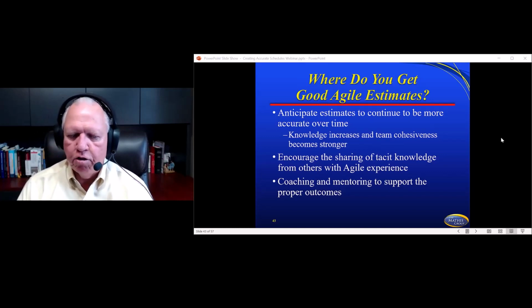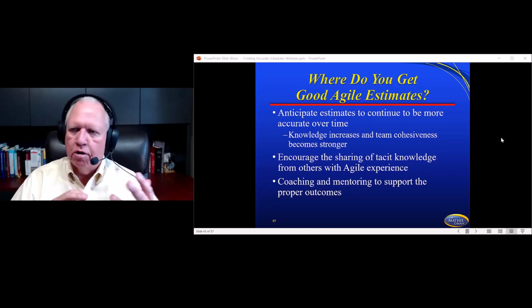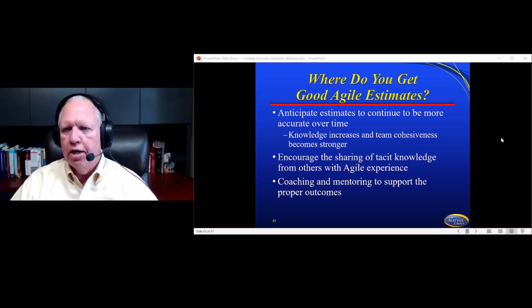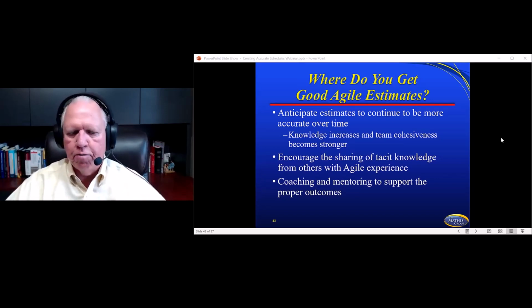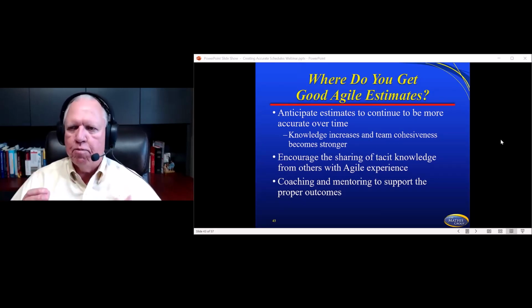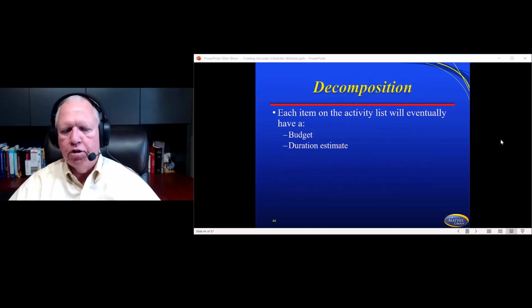Anticipate estimates to continue to be more accurate over time. We know the least at the beginning of any project, Agile or traditional. After we've done it for a while, if you're 18 months into a project working with your team, you're starting to get a good feel for this project. You know how long it's going to take for stuff. That's information you didn't have the first time. So you can encourage the sharing of tacit knowledge from experienced people, coaching, mentoring, all of that. It needs to be part of it. On the Agile side, it's really connected, and your millennials are very open to being able to do that coaching.